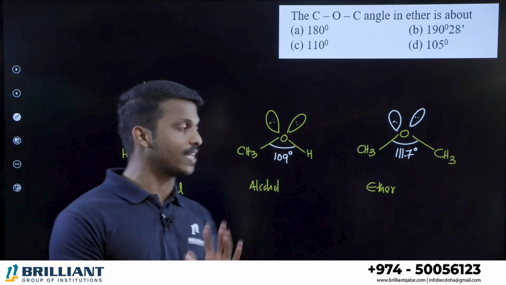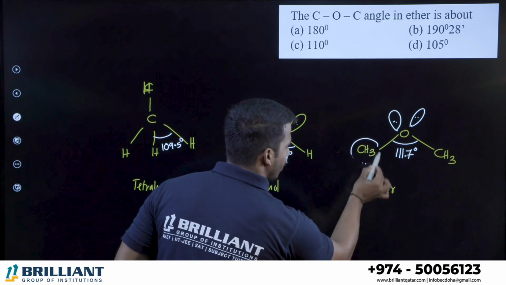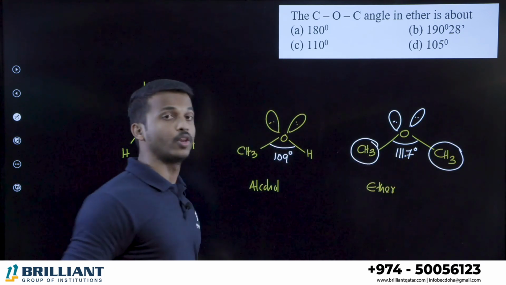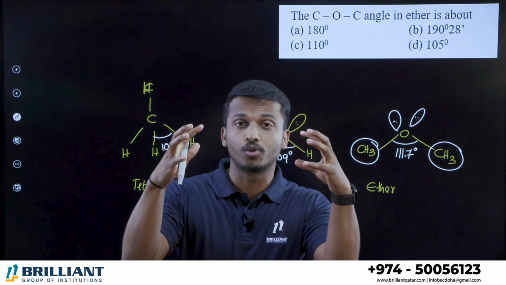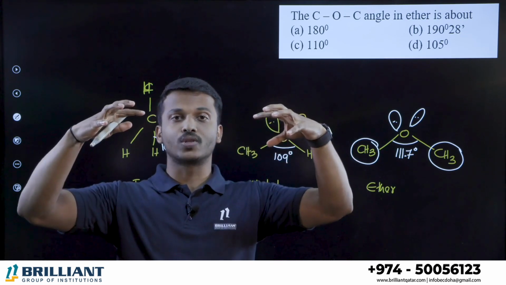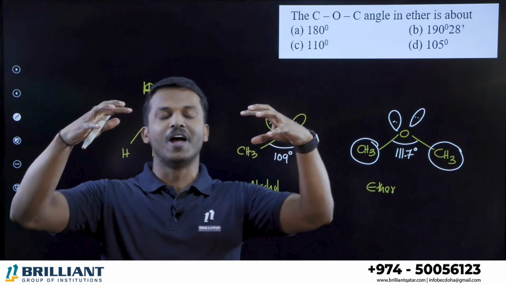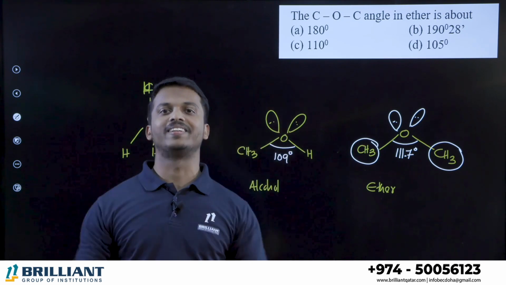A little greater. There is a reason. Because you see, dear all, there is a methyl group. You know, methyl groups are bulky groups. Bulky groups should not come closer. They will repel. So the CH3 groups repel each other. What will happen? The bond angle increases.